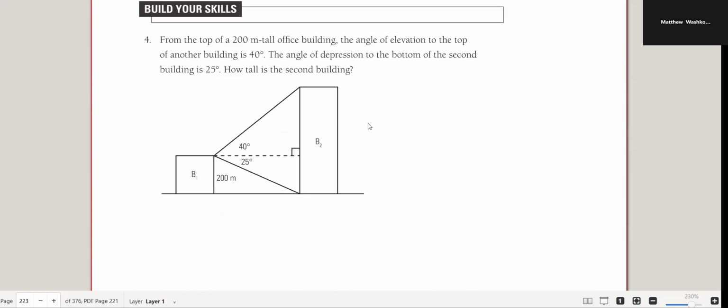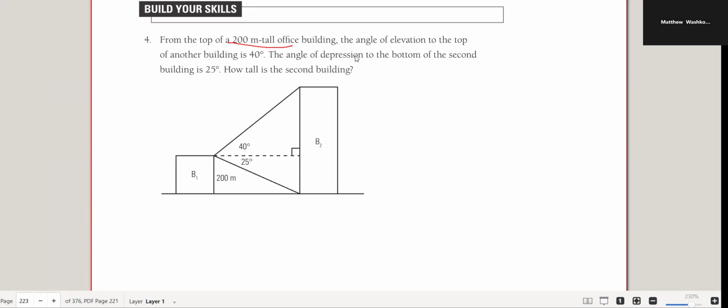Do I want to do this one? How tall is the second? Yes, I do. You know what? Because this one doesn't label stuff. So this is where you usually want to actually go in and label stuff yourself. From the top of a 200-meter building, the angle of elevation to the top of another building is 40 degrees. And the angle of depression from the bottom of the second building is 25, right?